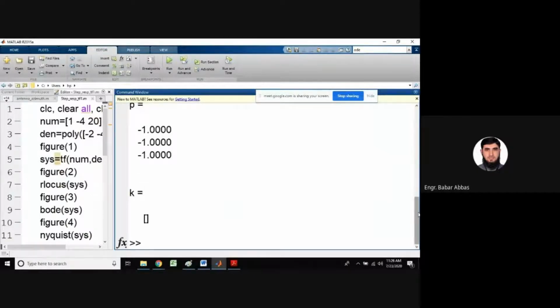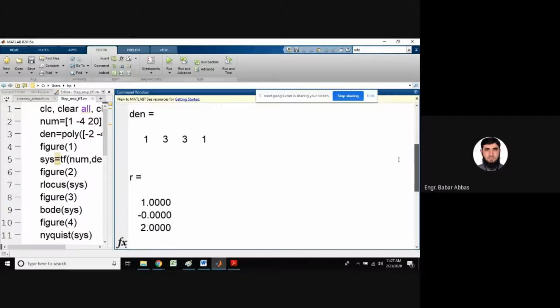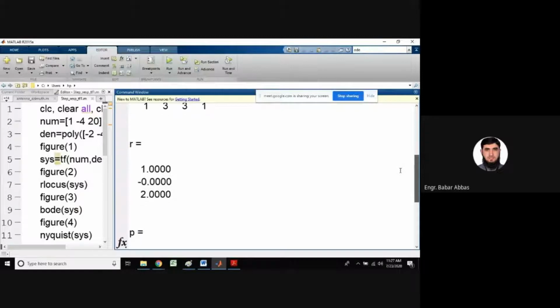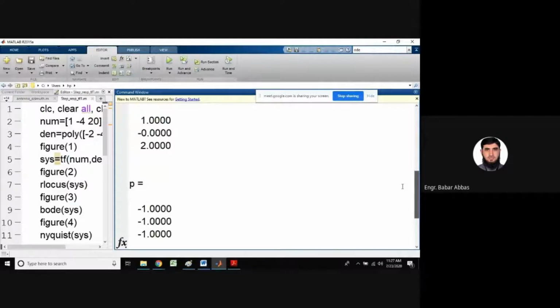So this is the value of this polynomial. Num is equal to 0, 1, 2, 3, den 1, 3, 3, 1. The values of the residue, or the values of the coefficients A, B, C, which you find using the partial fraction method, are 1 minus 0, that is 0, and 2. The poles are minus 1, minus 1, minus 1. Here, against 1 the pole will be -1. Similarly, against 0 the pole will also be -1, and against 2 the pole will also be -1.